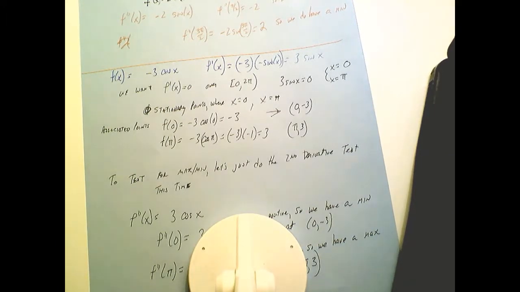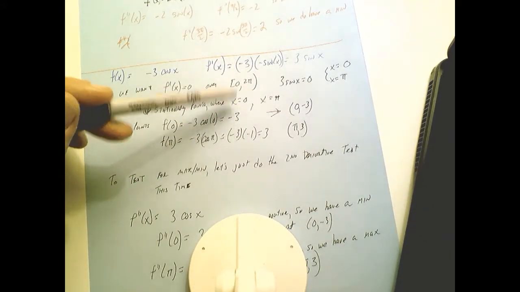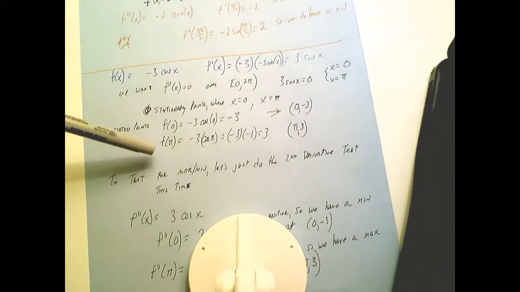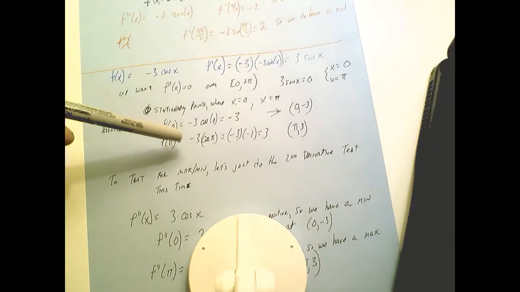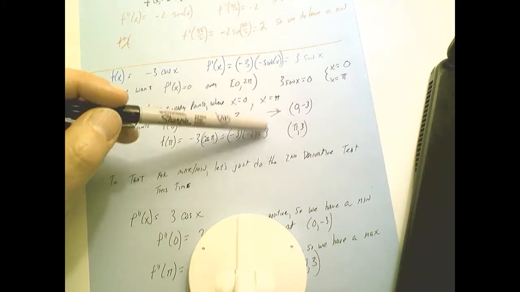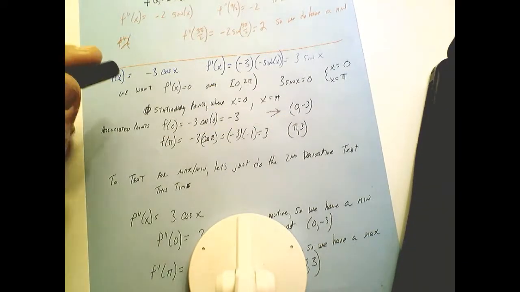So, what do I do next? Go ahead and evaluate the function at those critical x values. f of 0 is what? -3 times cosine 0, -3. 0, -3 is a point. I suspect that's a min. f of pi is what? -3 times the cosine of pi. -3 times -1, +3. Pi, 3. I think that's going to be my max.